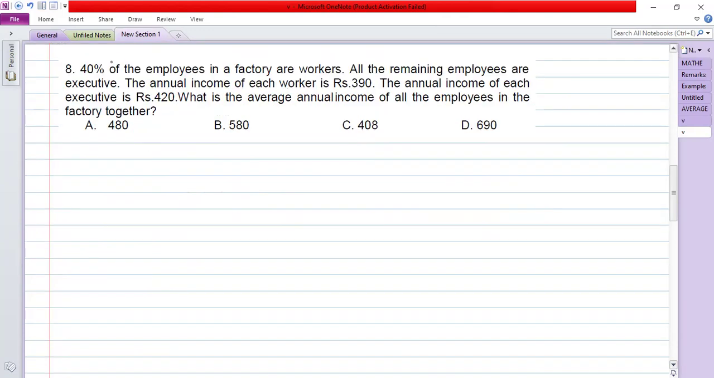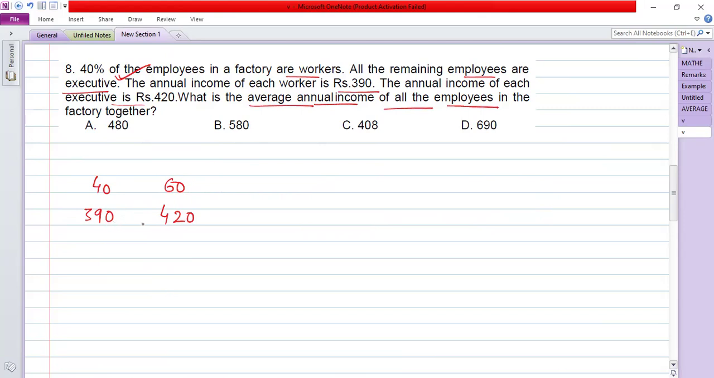So here 40% of the employees in a factory are workers. All the remaining employees are executives. It means 40% are workers, and the remaining 60% are executives. And the annual income of each worker is 390, and the annual income of each executive is 420. What's the average annual income of the total employees?